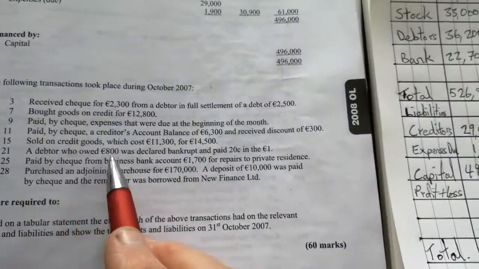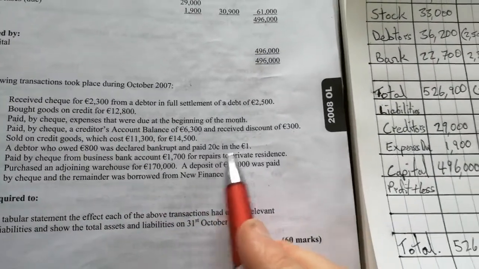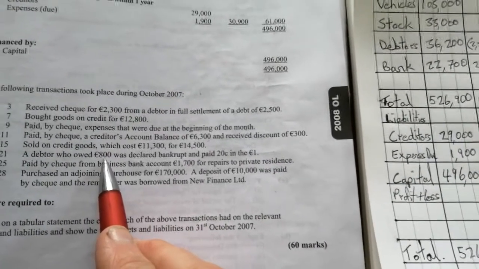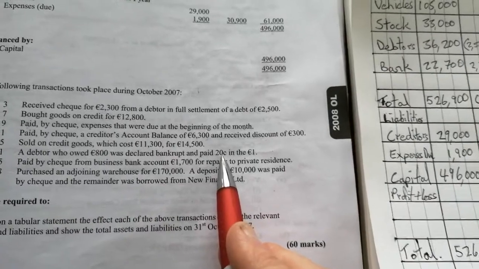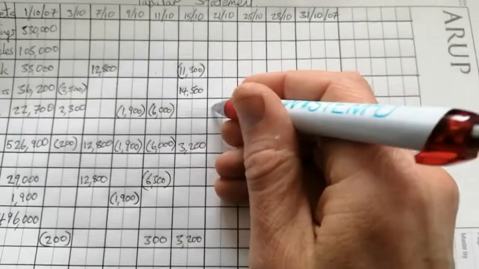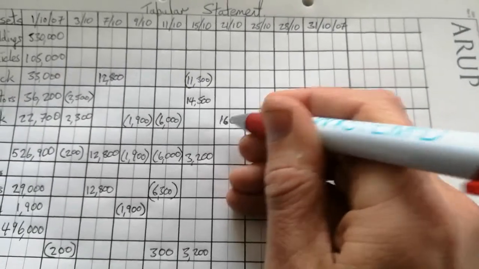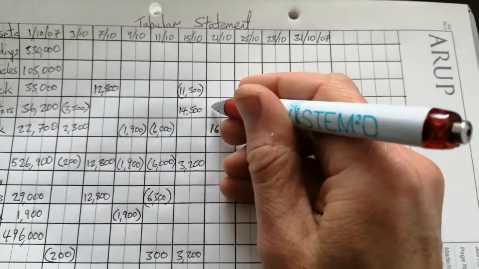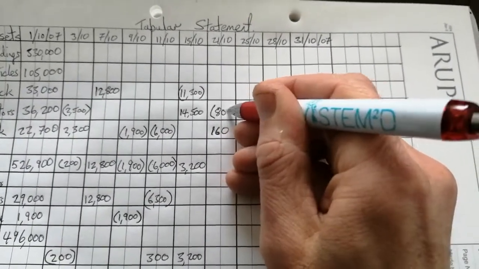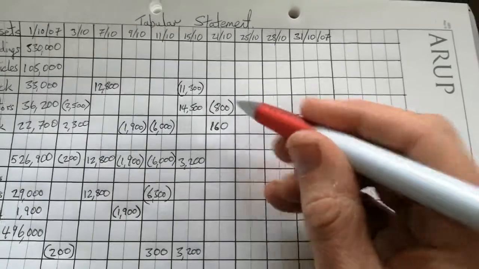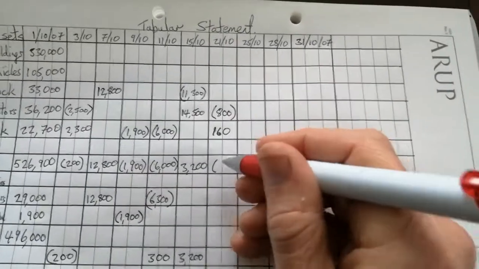October 21st, a debtor who owed 800 was declared bankrupt and paid 20 cents in the euro. Okay, so they owed 800 and they were declared bankrupt. And they paid 20 cents in the euro, which is the same as 20%. So 20% of 800 is 160. So they paid 160. That means our bank account goes up by 160. That's what we received from them. Now they owed 800, but they've gone bankrupt, so I've got to remove that 800 debt from our books. Now the difference between the two of these, when I add them together, this plus and that minus, I get a minus, what is it, 640?